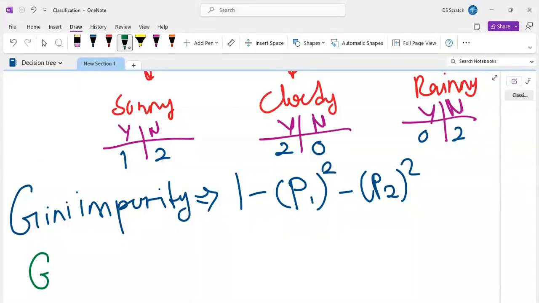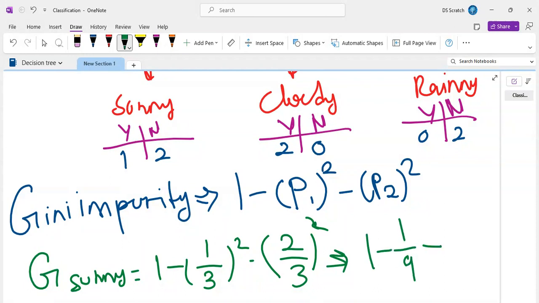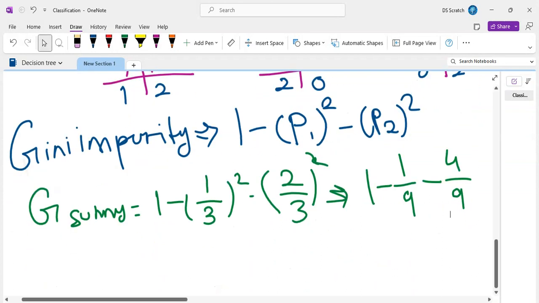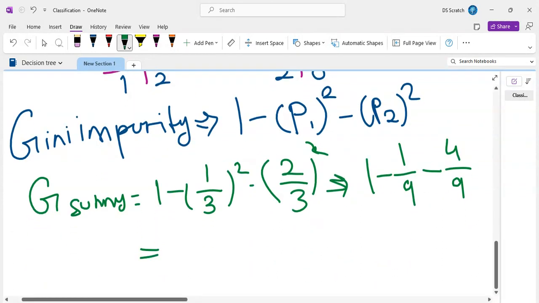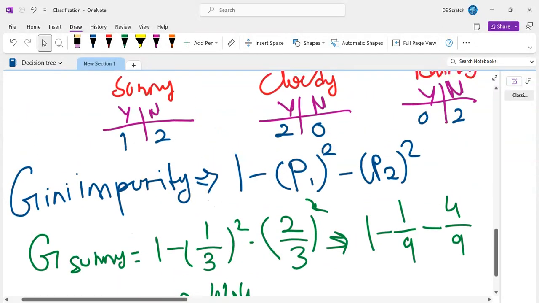for sunny. G, the Gini impurity of sunny, is equal to 1 minus probability of yes, which is 1 over 3, to the power 2, and minus probability of no, which is 2 over 3, to the power 2. So it will give us 1 minus 1 over 9 minus 4 over 9, which is basically 0.444. Okay, so now we have the Gini impurity for the sunny. Now let's calculate the Gini impurity for a cloudy day.